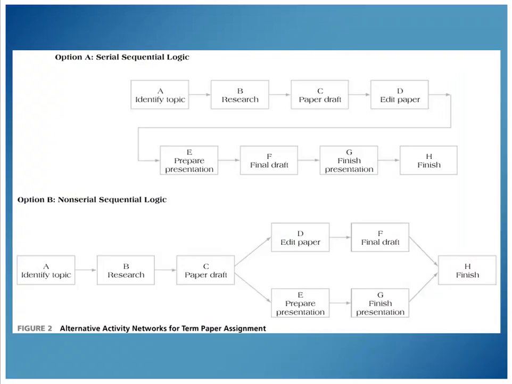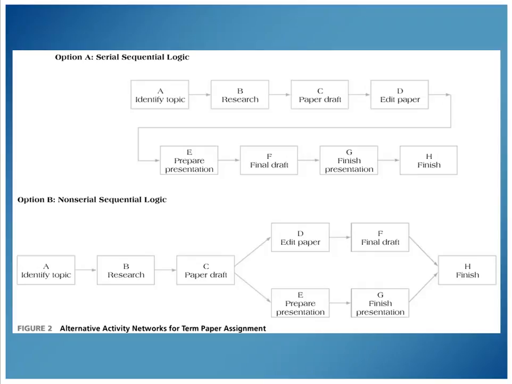So let's kind of explain what we're talking about here. A project can be seen as a series of steps. One way of just looking at it is we do them all in order, and here we see, this is from our book of writing a research paper. Identifying a topic is considered to be step A in our project, and then researching the topic, drafting the paper, editing the paper. You have to give a presentation for this research paper, so that's E, and F is the final draft of the paper, and G is finishing up the presentation, and then you're done.